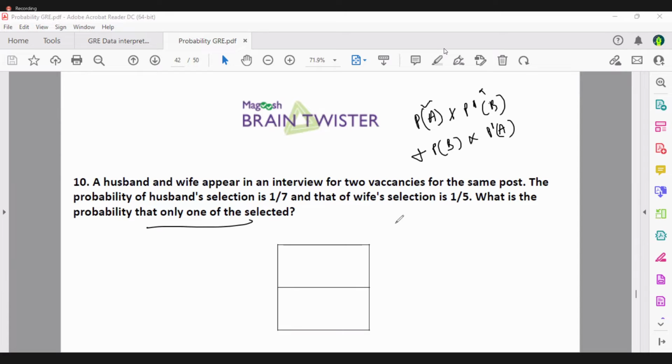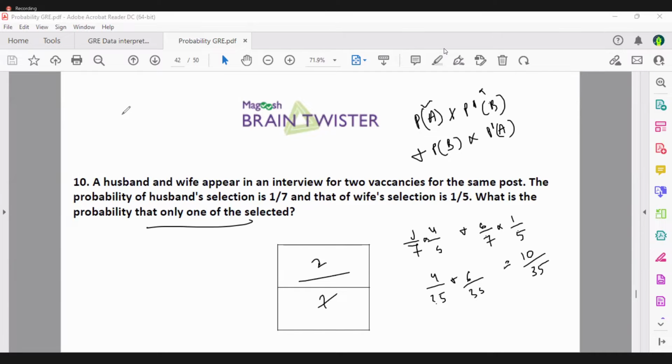So 1 by 7 into 4 by 5 plus 6 by 7 times 1 by 5. So this will give us 4 upon 35. This will give us 6 upon 35. And you add them, so 10 over 35. Great. So 2 by 7.